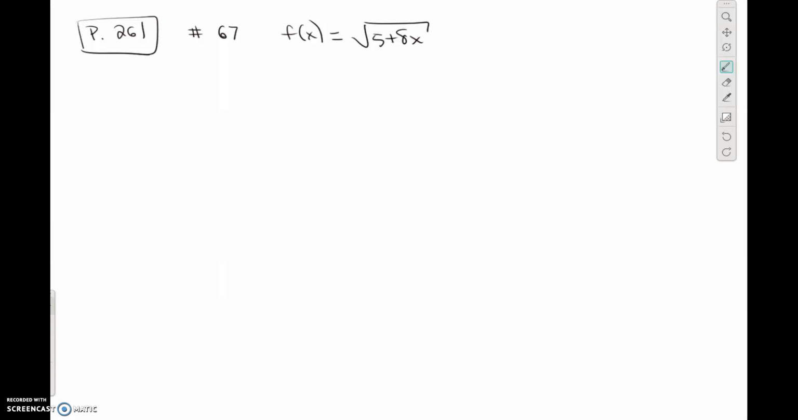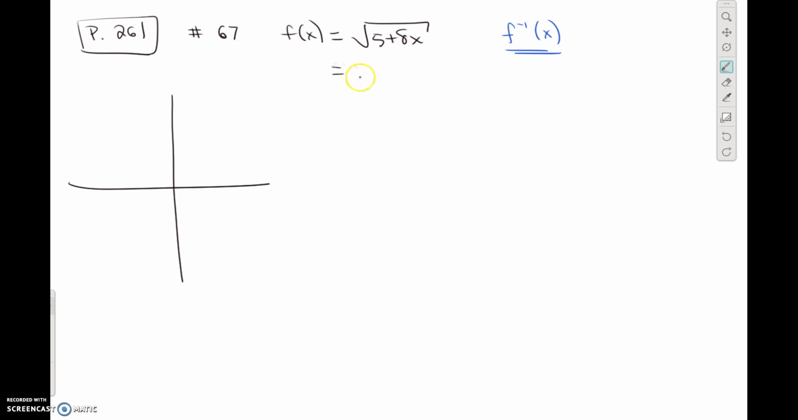All right, number 67 on page 261 asks us to find the inverse of this function. f of x equals the square root of 5 plus 8x. They want us to find the inverse. So my recommendation would be first to graph it, to make sure that it has an inverse, and then to also analyze the domain and range.